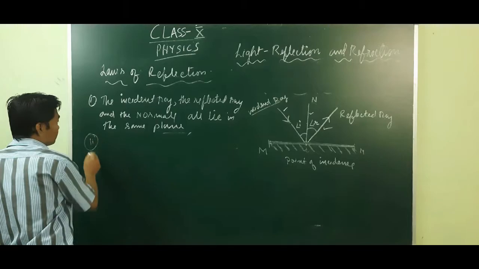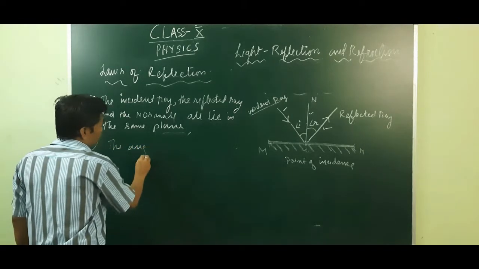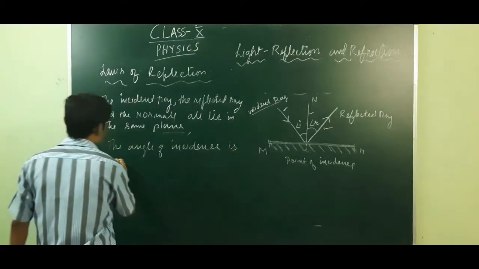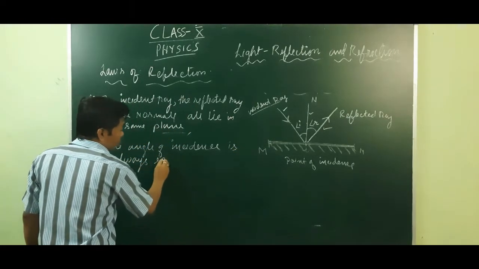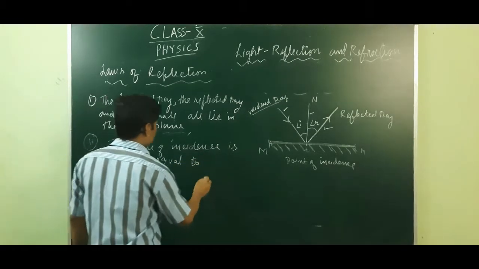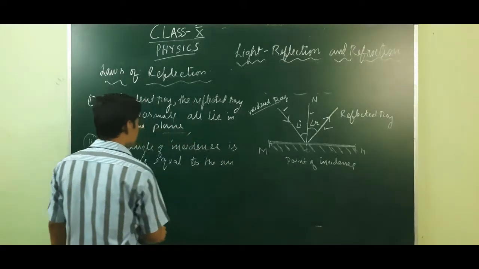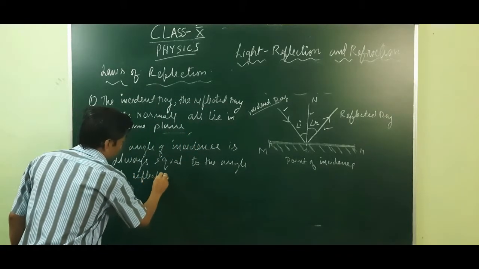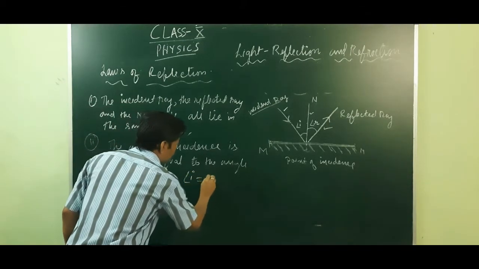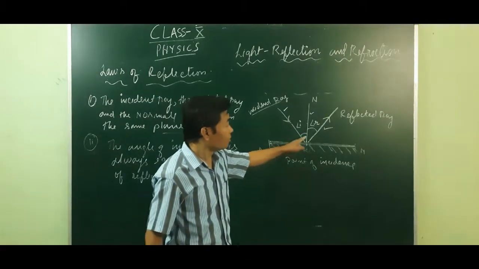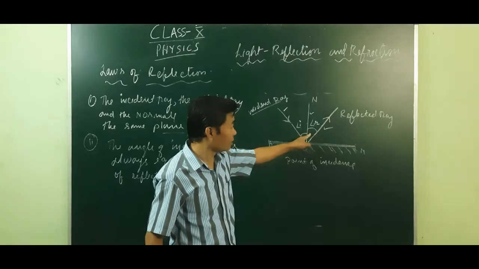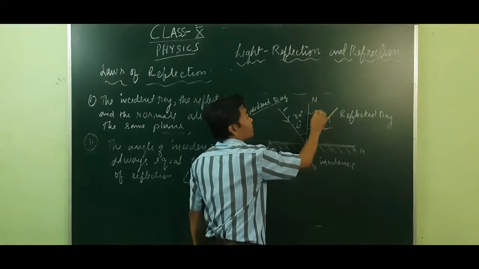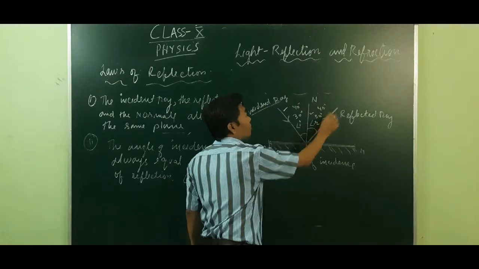Now the second law says that the angle of incidence is always equal to the angle of reflection. Angle I equals angle R, which means this angle will always be equal to this angle. If this angle is 30 degrees, then this angle also will be 30 degrees. If this angle is 40, then this also will be 40. It will always be equal.